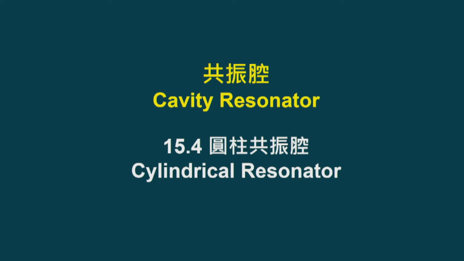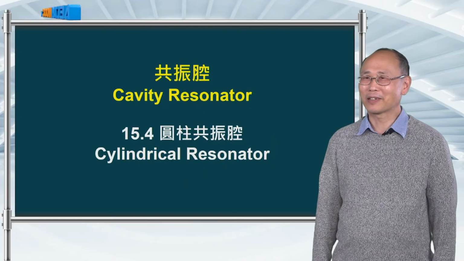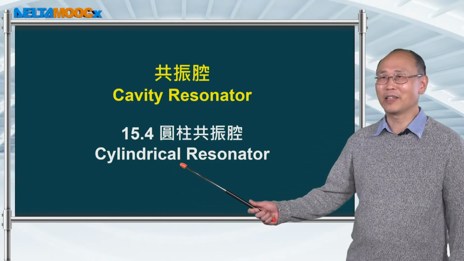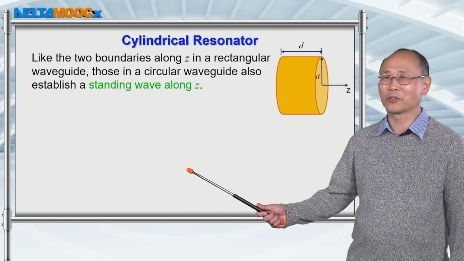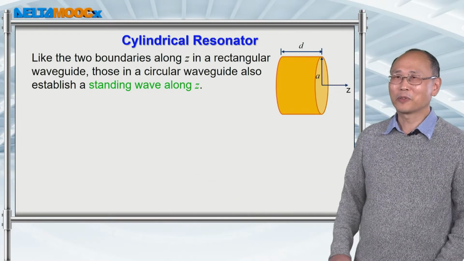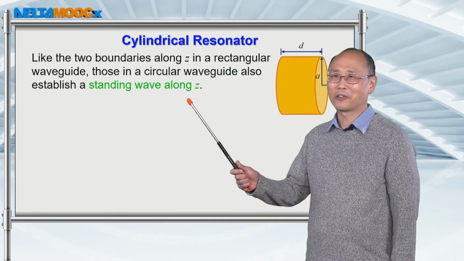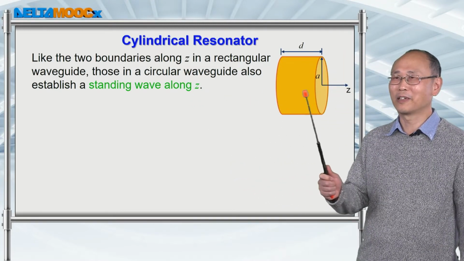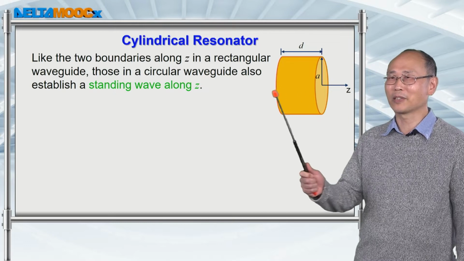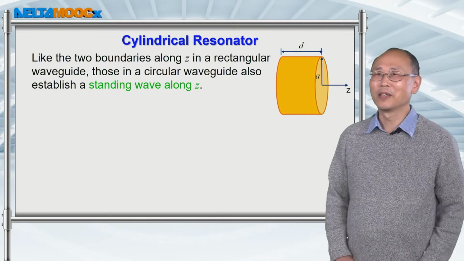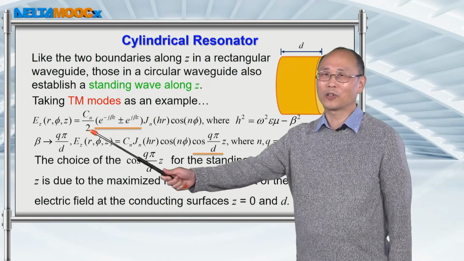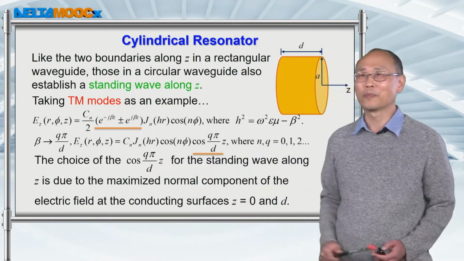In this session, we're going to change the geometry to a cylindrical cavity, and we're looking at TE and TM modes inside this cylindrical resonator. Similar to the discussion for the rectangular resonator, we also set boundaries around the z direction and set up a standing wave around the z direction. And so if we talk about TM modes, we start with the z component electric field.